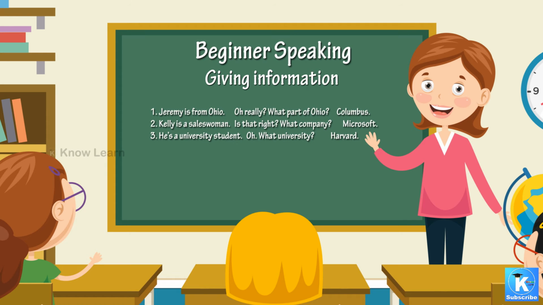One. Jeremy is from Ohio. Oh really? What part of Ohio? Columbus. 2. Kelly is a saleswoman. Is that right? What company? Microsoft. 3. He's a university student. Oh. What university? Harvard.